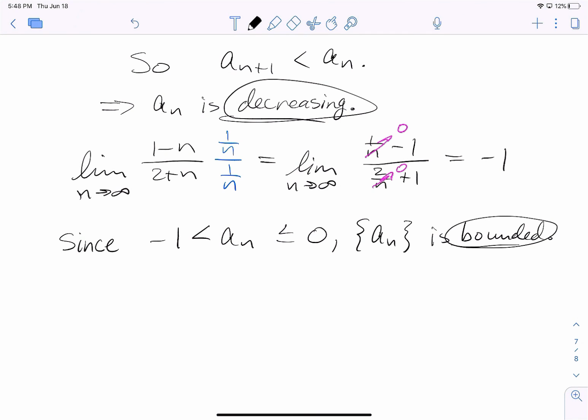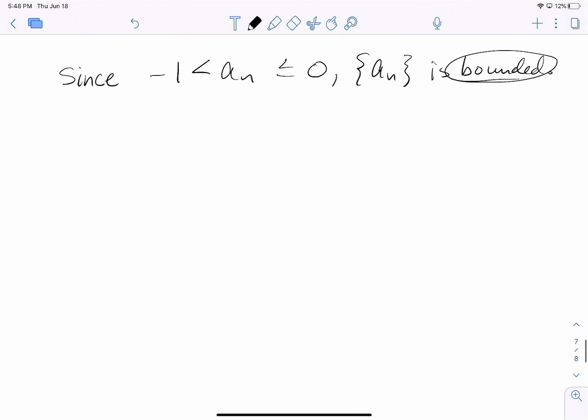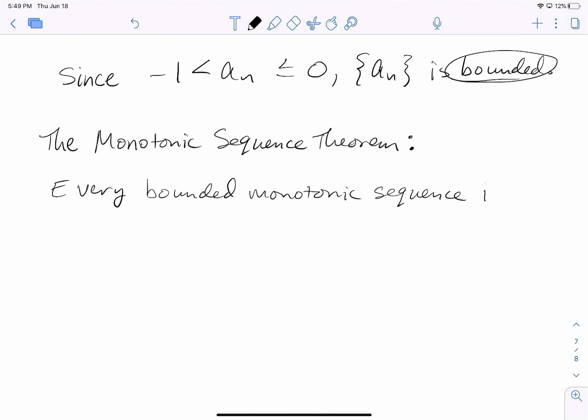Now that does it for this exercise, but this leads us to conditions of a theorem known as the monotonic sequence theorem. It's a lot of big words, heavy stuff. It says every bounded monotonic sequence is convergent. And we aren't going to prove this theorem here, but we're sure going to use it a lot during this chapter.